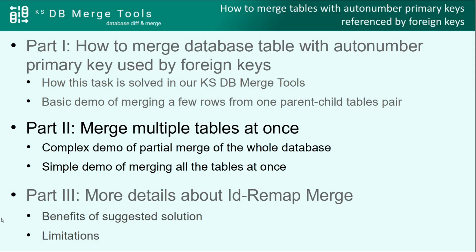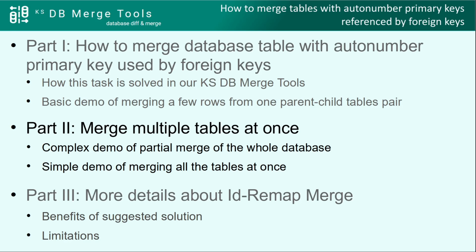This is the second part of our discussion on how to merge a database table with an Autonumber primary key used by foreign keys. In the first part, we got familiar with KSDB merge tools and its Id-Remap merge feature that can be used to solve this task. And we looked at an example of merging a few rows from one parent-child tables pair. If you haven't watched part 1, I strongly recommend that you do this before watching part 2.